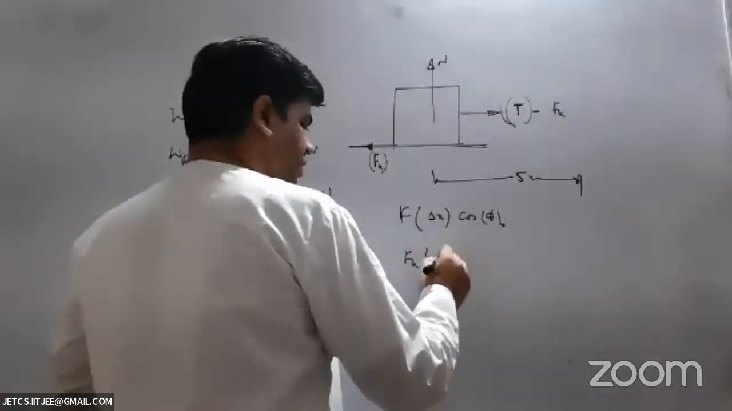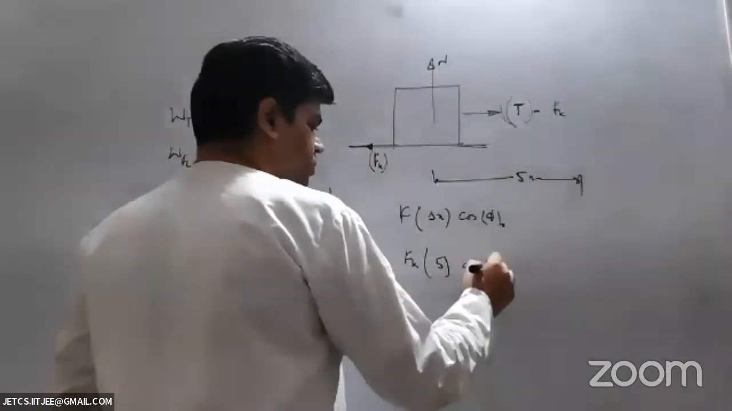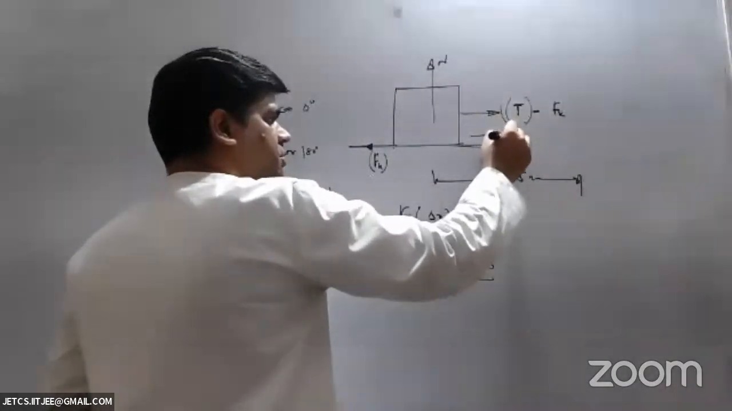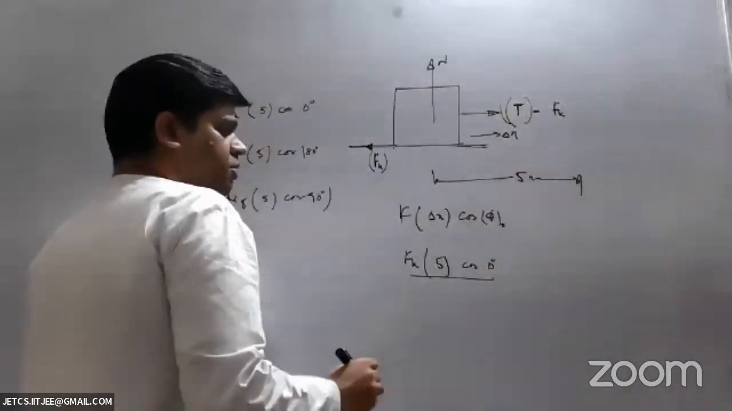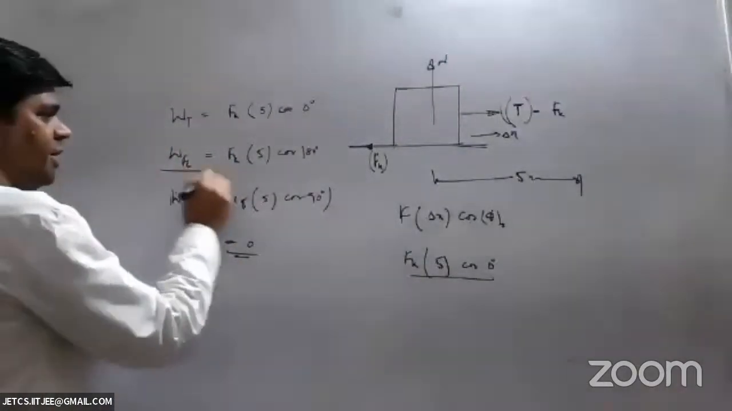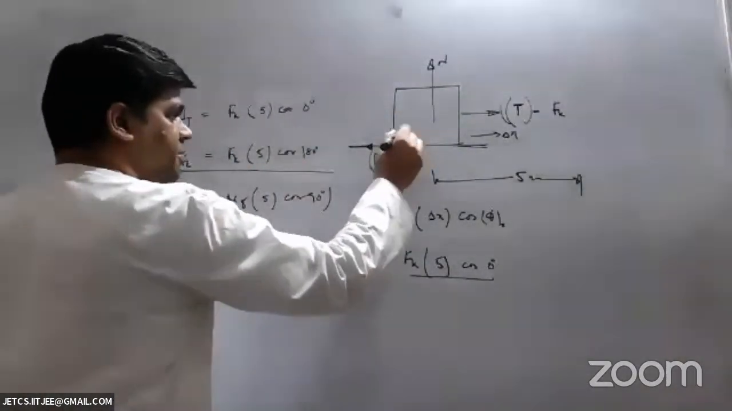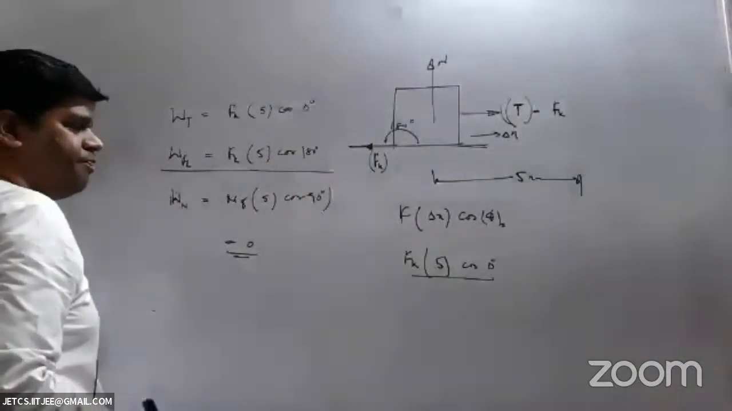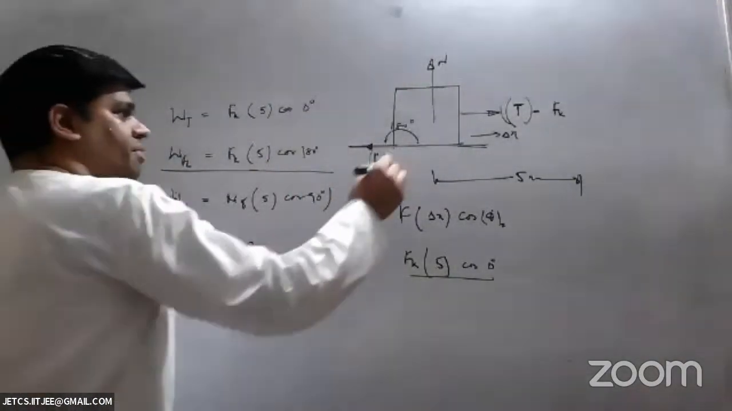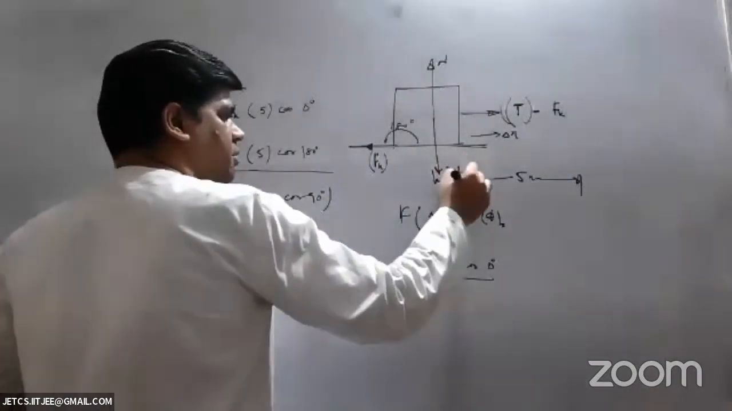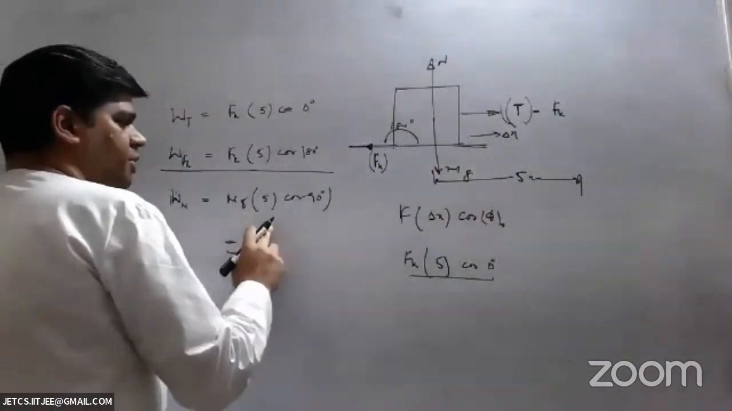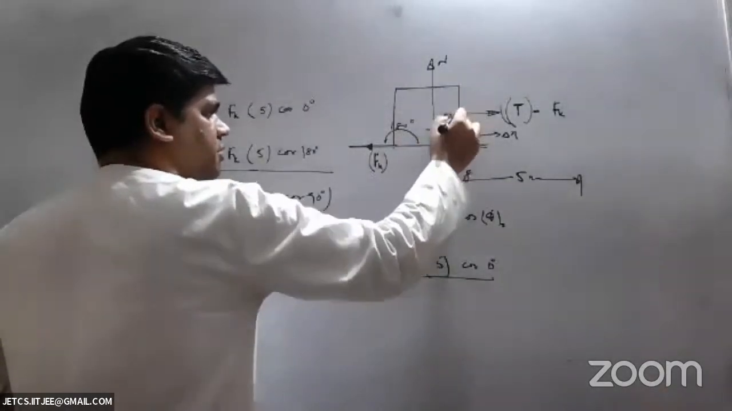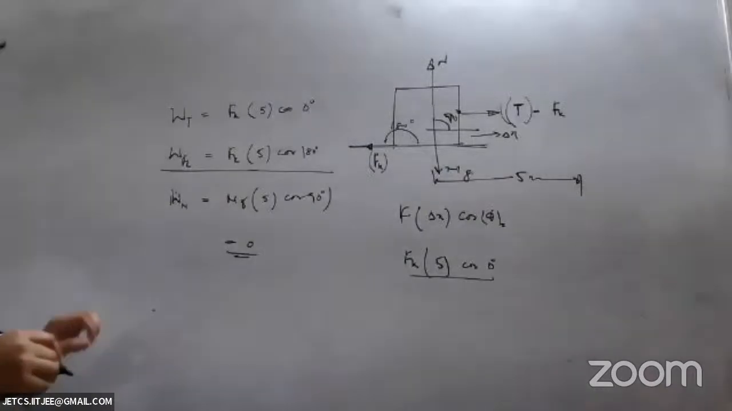So Fk into 5 into cos of 0, because tension and displacement are in the same direction. Whereas for friction, Fk into cos phi, and displacement and friction are at an angle of 180 degrees. So cos 180. What happens to normal reaction? Normal reaction is equal to mg, into 5 into cos 90, because the angle between the displacement and normal reaction is 90 degrees. So work done due to normal is 0.